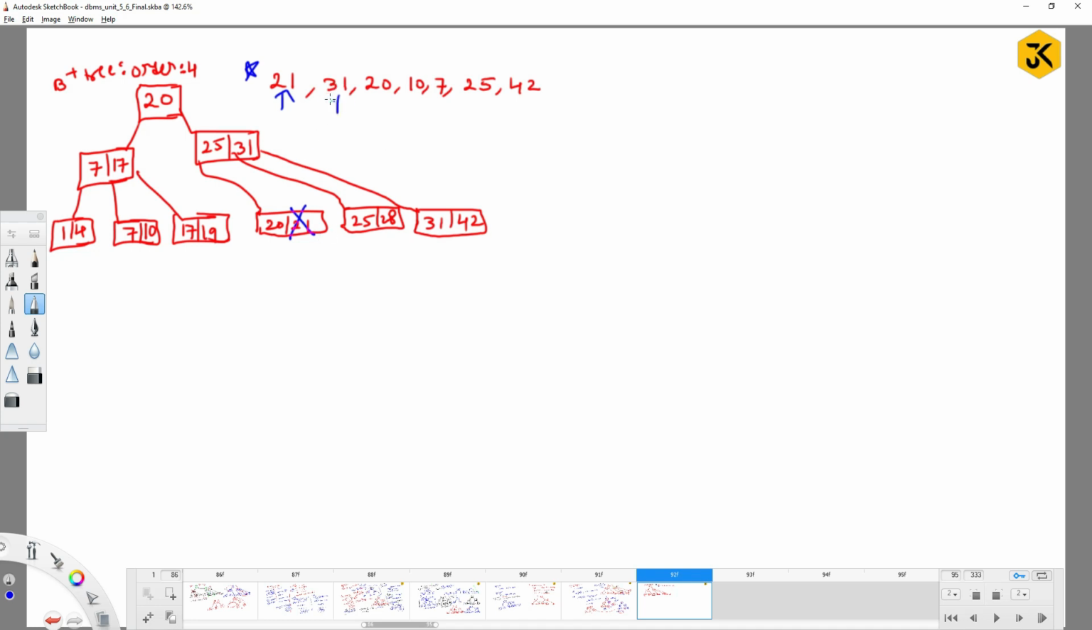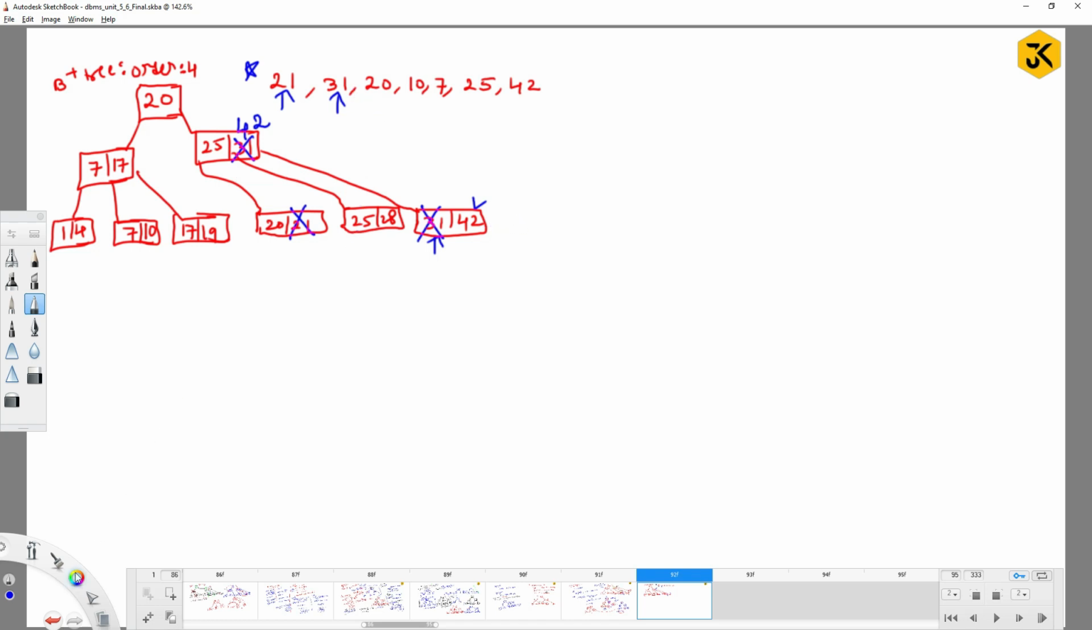Try to delete the 31. 31 is available here. I can delete it as the node is going to have a minimum of 1 key. There is no problem. But the same 31 is available in the internal node. So what do you have to place here? 40. Good. Meaning that you have to place the inorder successor, the smallest element in the right subtree. For this, the smallest element is the only one element, that is 42. I am going to place 42.